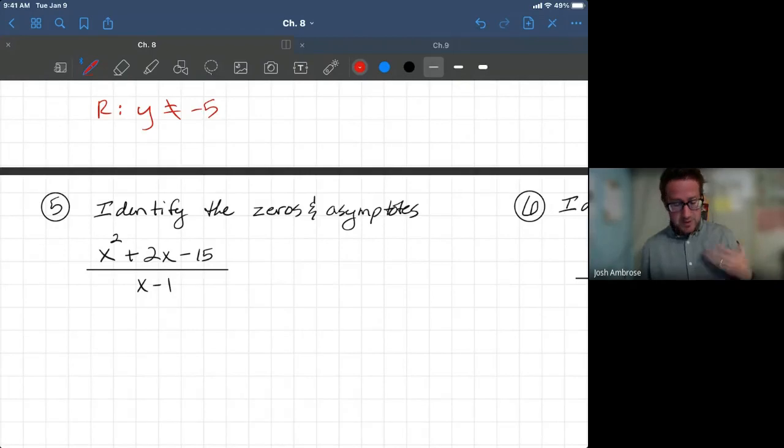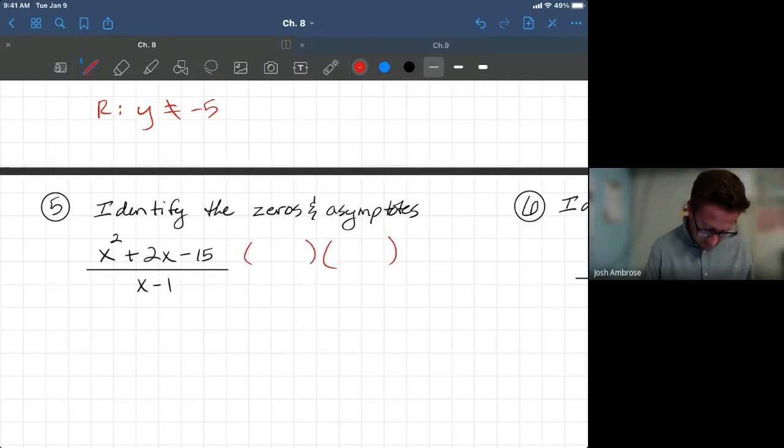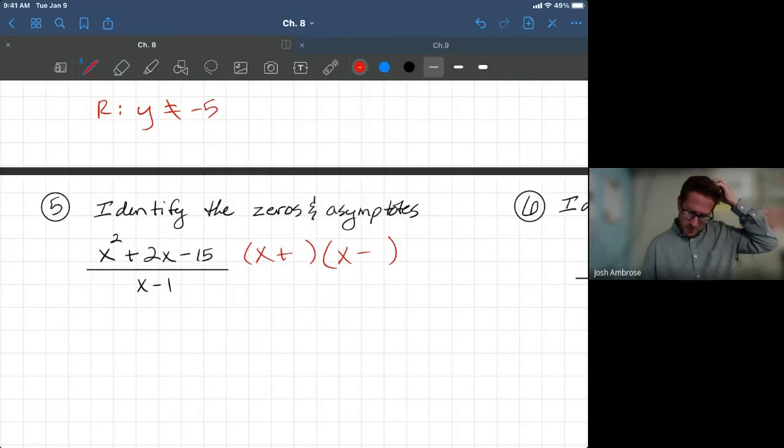Again, the zeros and the asymptote. So in this case, not just the vertical asymptote, but the vertical and the horizontal asymptote and the zeros. So we got to solve the numerator. All right, let's factor it. So here's x and x. It's going to go plus, minus. Looks like we're going to have 5 and 3. 5 is going to go there. The 3 is going to go there.